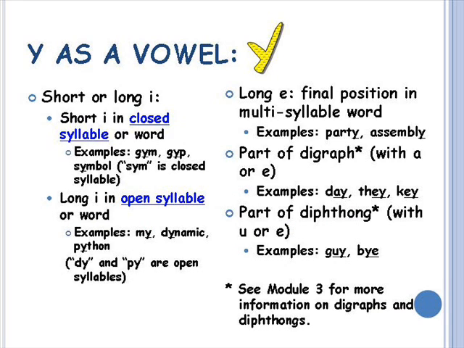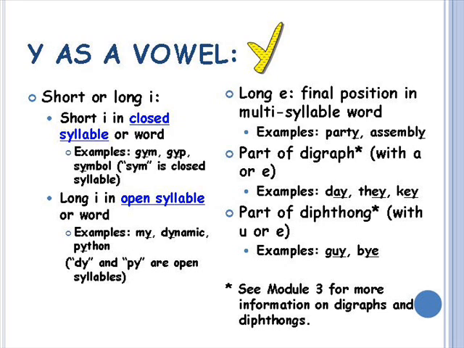Sometimes Y acts as a vowel. It will have either the short I or long E sound, or be part of a digraph or diphthong. The Y has a short I sound in closed syllables or words. A closed syllable is a syllable that ends in a consonant phoneme. Examples are gym, gyp, and cymbal.